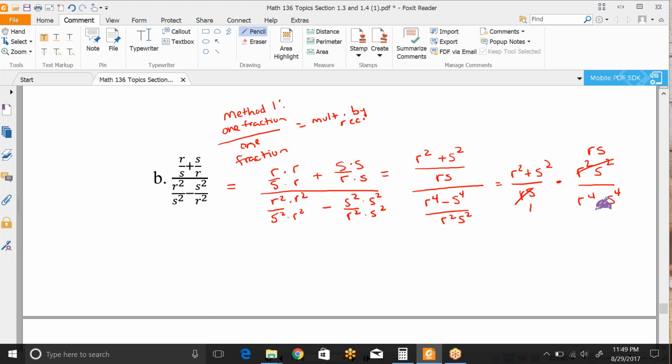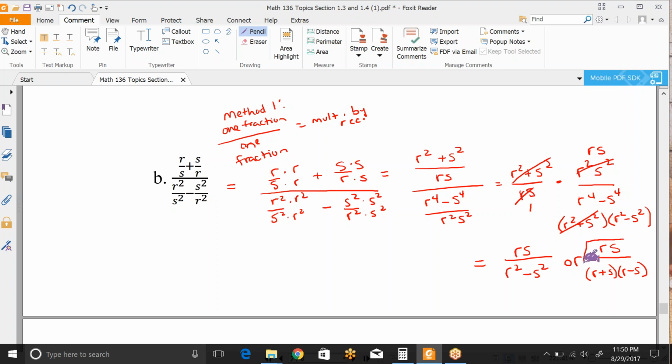This doesn't actually match this, but this is factorable. R to the fourth and s to the fourth are both perfect squares. The square root of them would be r squared and s squared. So this actually factors into r squared plus s squared and r squared minus s squared. So what that means is that the r squared plus s squareds can cancel out. So my final answer is rs over r squared minus s squared, or you could even factor this again and say it's just rs over r plus s, r minus s, using perfect squares again.